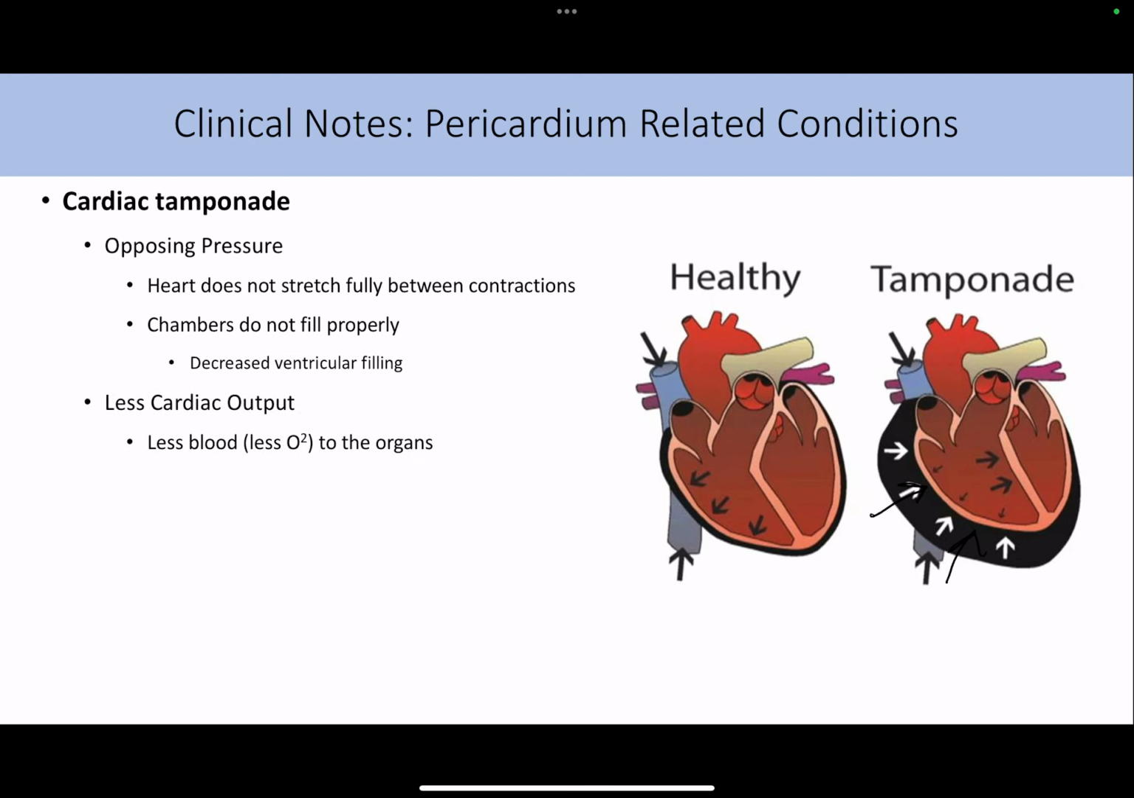So when we have less cardiac output, again, that means less blood to the organs, less oxygen, less nutrients.